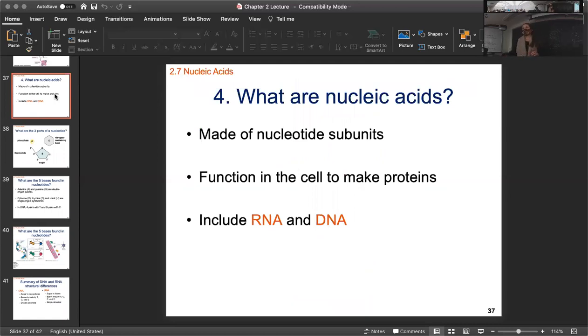The last macromolecule is nucleic acids. So we've had carbohydrates, lipids, proteins, and now nucleic acids. This is the 4th macromolecule. They are made up of nucleotide subunits. Their function in the cell is to make proteins. This is the code that makes a protein. Well, essentially it makes an amino acid that makes a protein. It includes RNA and DNA. RNA and DNA stand for ribose nucleic acid and deoxyribose nucleic acid. This is a macromolecule.